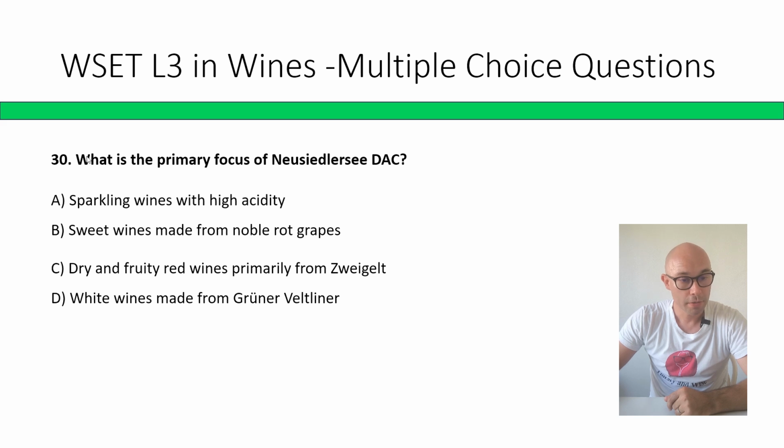Last question, what is the primary focus of Neusiedlersee DAC? Sparkling wines with high acidity, sweet wines made from noble rot grapes, dry and fruity reds primarily from Zweigelt, white wines made from Grüner Veltliner. The correct answer is B, sweet wines made from noble rot grapes.